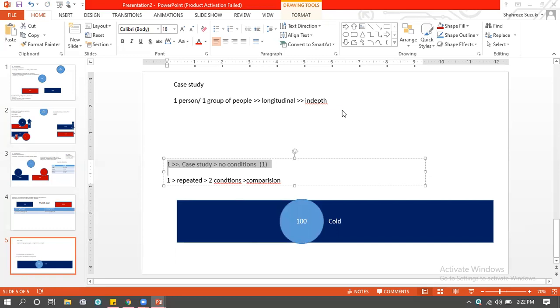All right. So far we discussed independent measures, repeated measures, matched pair, and case study. Okay. All right. We have, for about time, sampling.